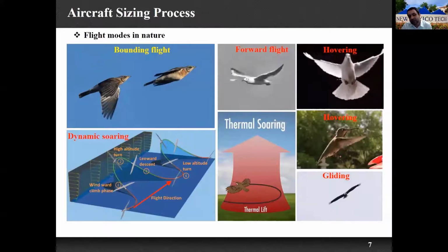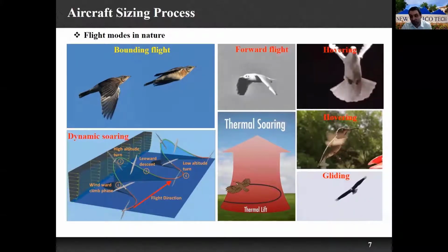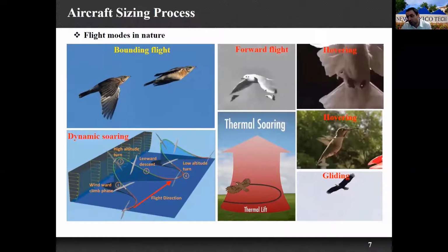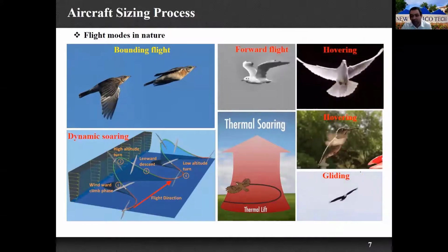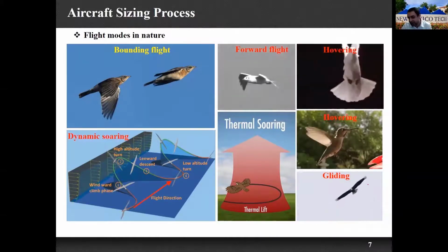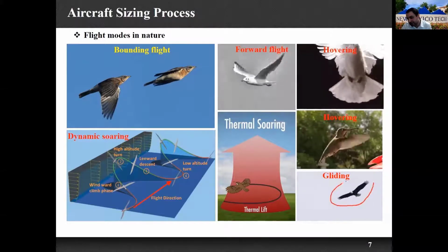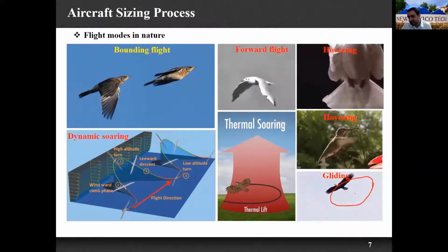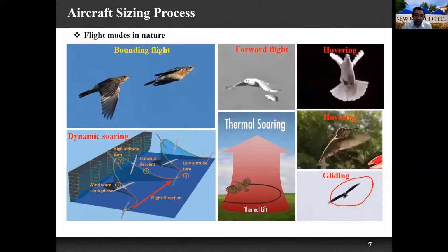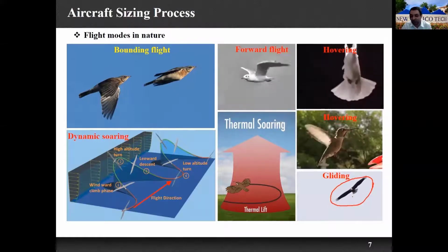Usually smaller birds or insects can hover for a longer time than the bigger birds. So these birds cannot hover for a long time, but for these hummingbirds, all of their flight is hovering. We also have gliding. This is gliding. As you can see, this eagle is harvesting energy from the gravity acceleration in order to glide.